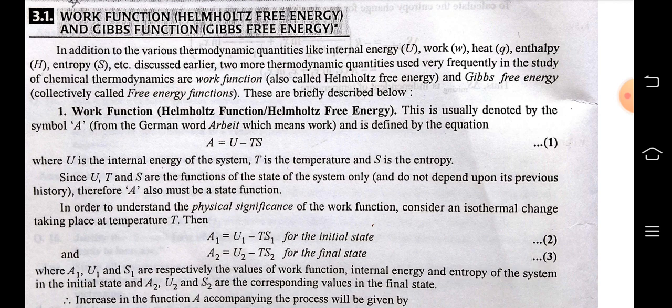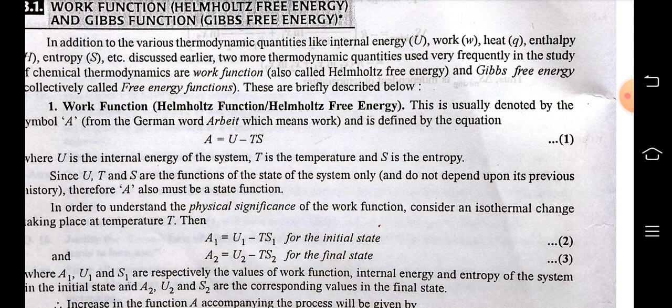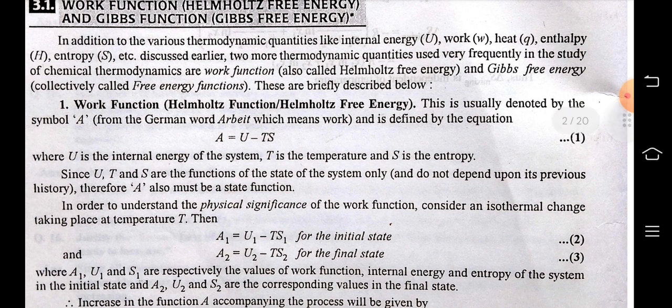In addition to the various thermodynamic quantities like internal energy, work, enthalpy, entropy, etc. discussed earlier, two more thermodynamic quantities used very frequently in the study of chemical thermodynamics are work function and Gibbs free energy. These are briefly described below. First, work function, Helmholtz free energy.